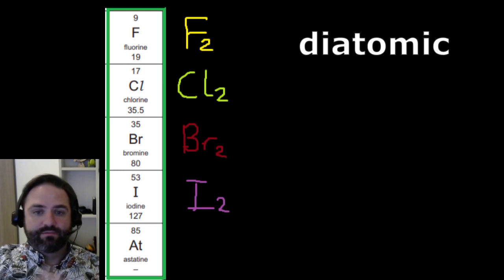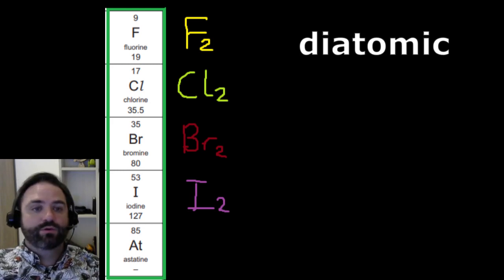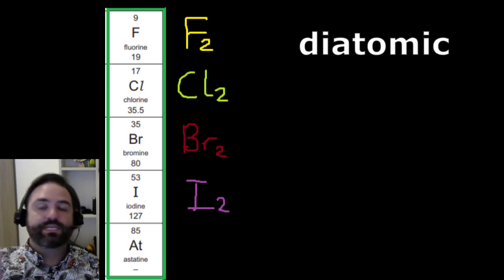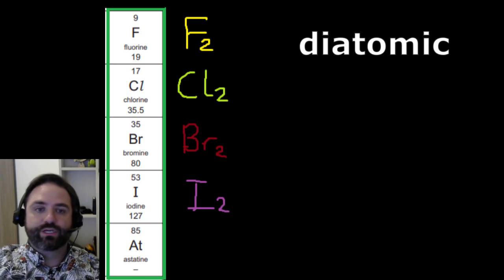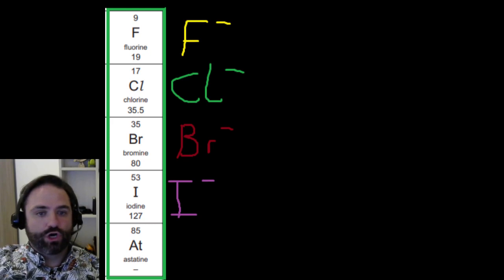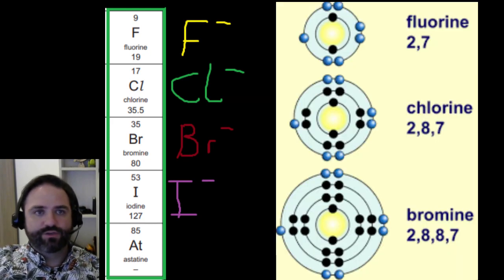That means that they hang around in pairs. They form molecules of the type F2, Cl2, Br2, I2. That's really important to remember when you're making equations and half equations and trying to balance things. When they make ions, they all have a -1 charge. That's because they gain 1 electron to fill their outer shells.